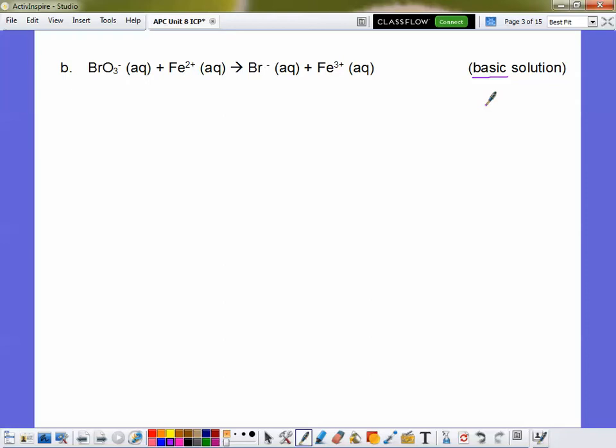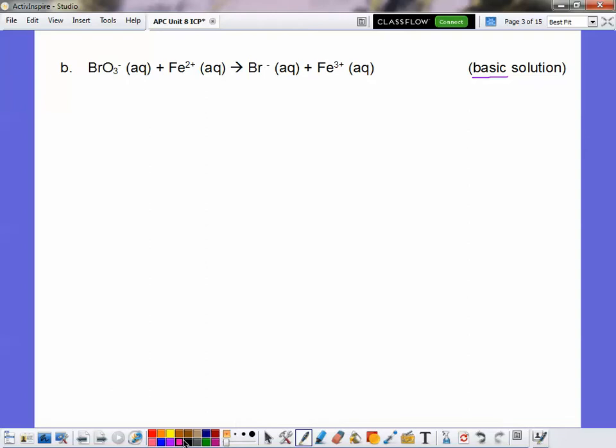So why don't you guys go through, remember, when you balance something in basic, the original steps are all the same. You balance it as if it were an acidic, and at the end you do something different. So get this balanced as if it were in acidic, and then we'll come back together and go over how to make it basic. All right, so now that you've had a chance to balance this as if it were an acidic, let me get to that point with you guys, and then we'll talk about what to do since it is in basic.